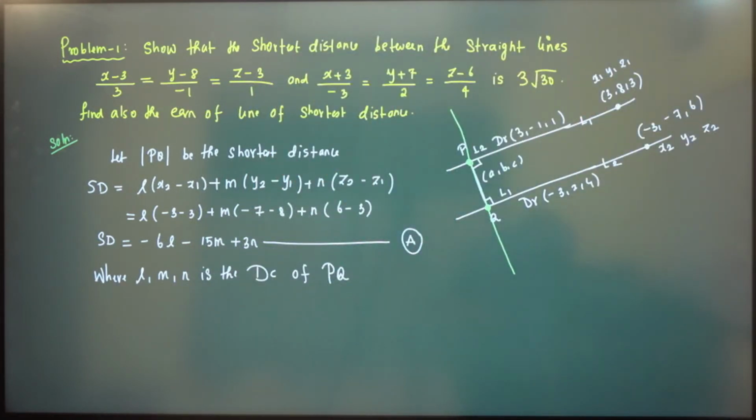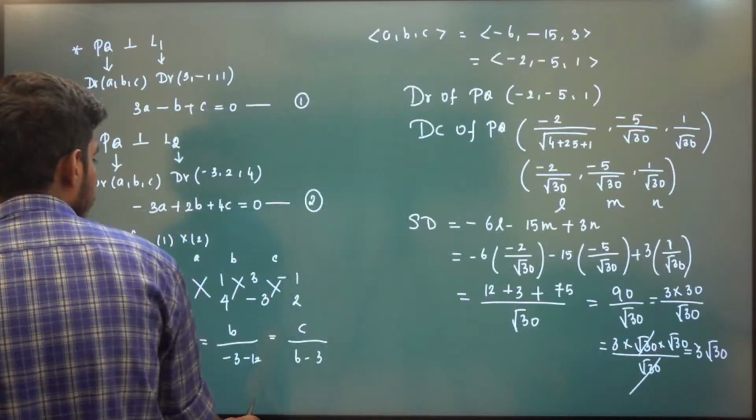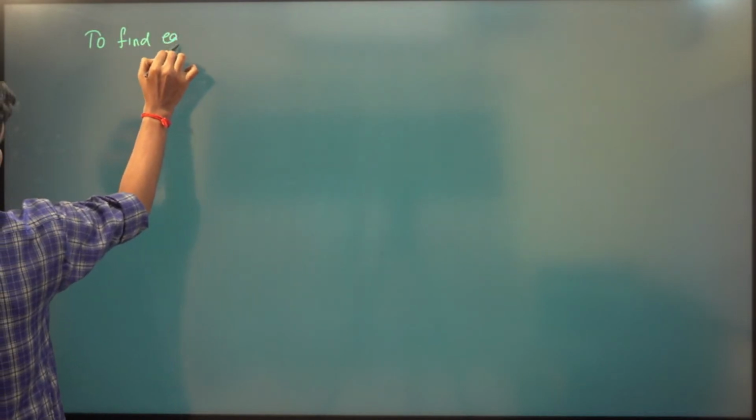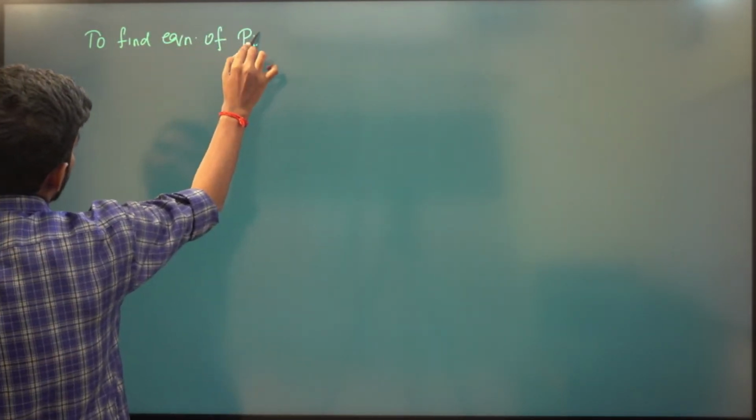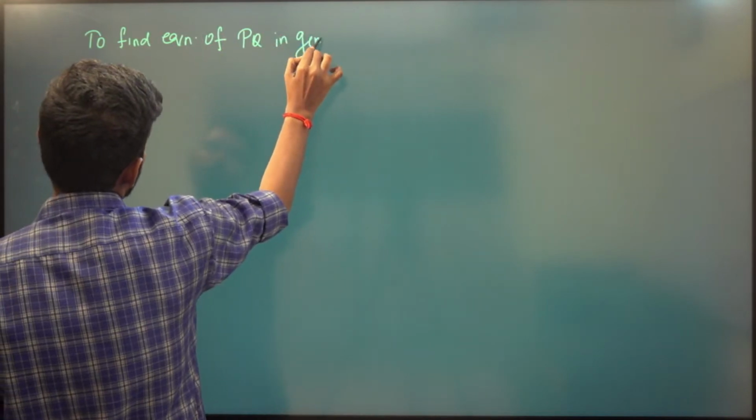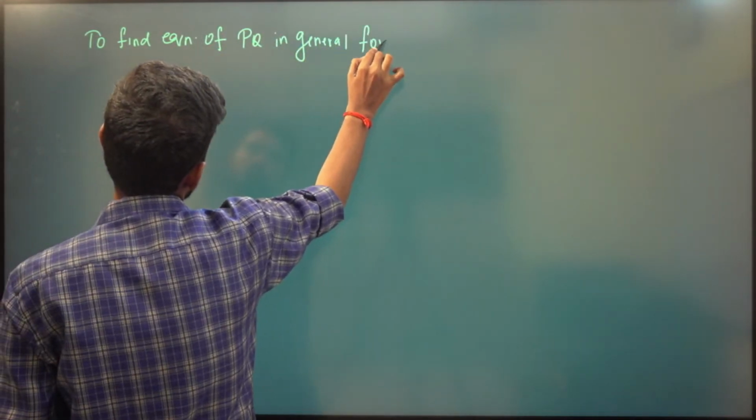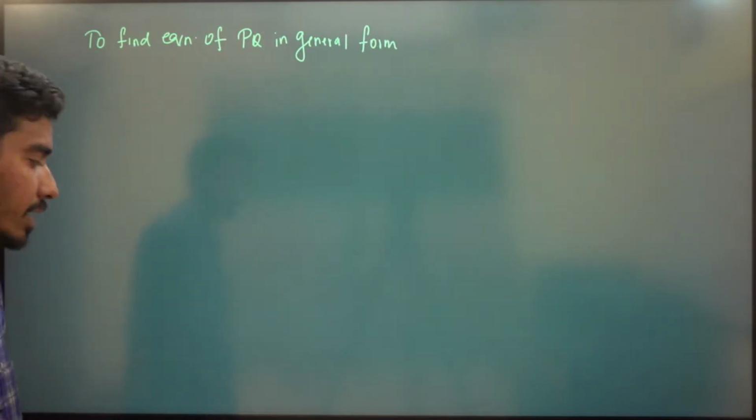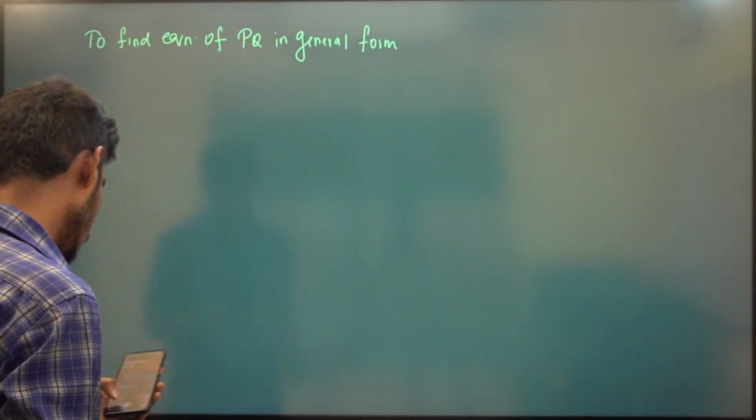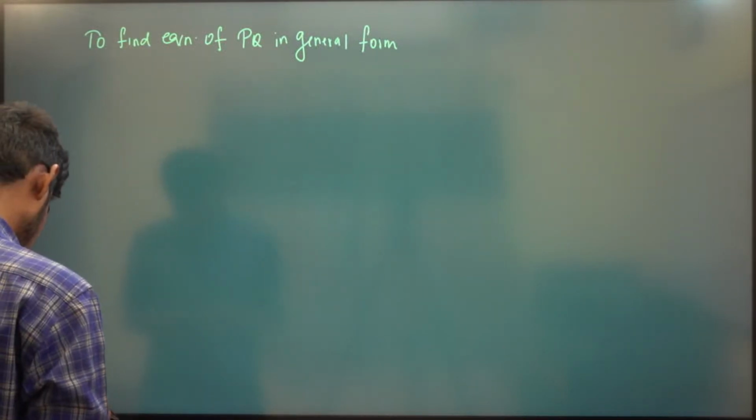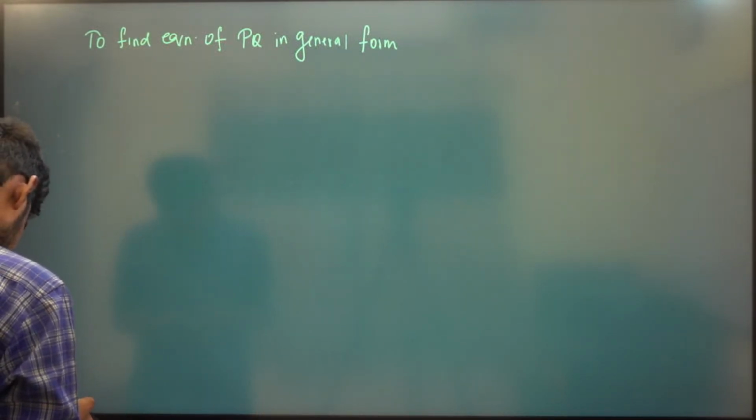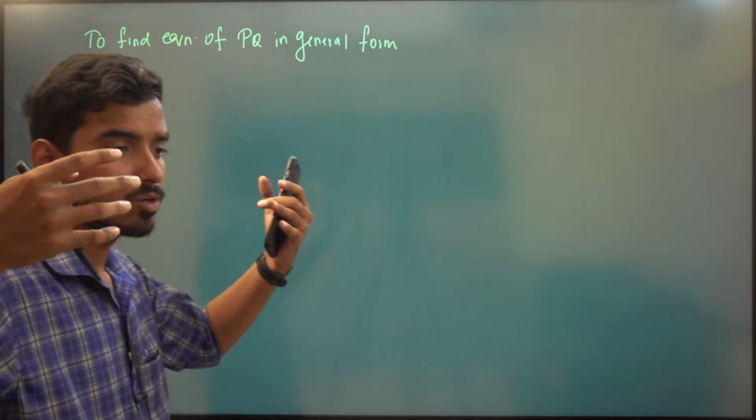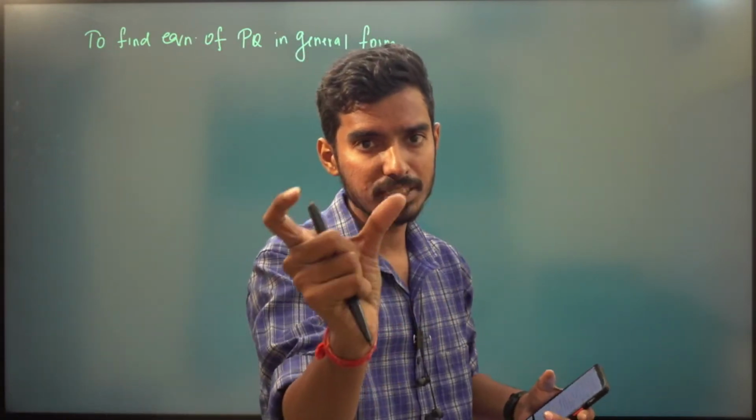For general form, we should have two planes, right? So first we will find the equation of PQ in general form. Very simple, just listen to this slide. For general form, you should have two planes combined, that means you need to find two equations of plane.